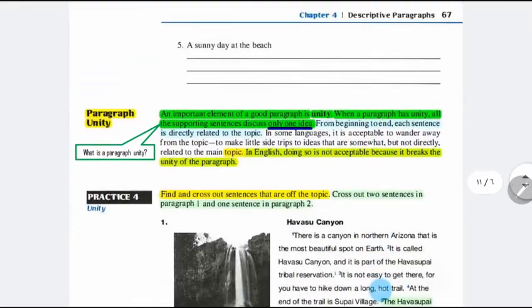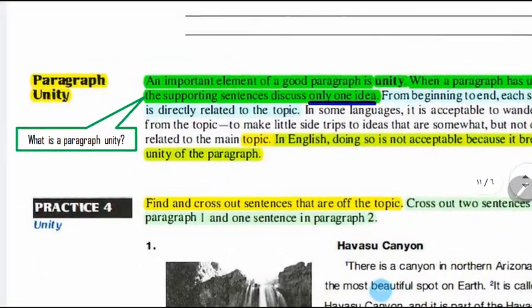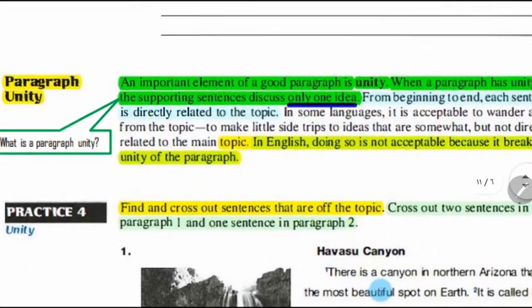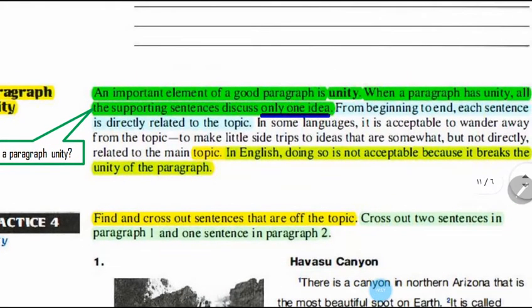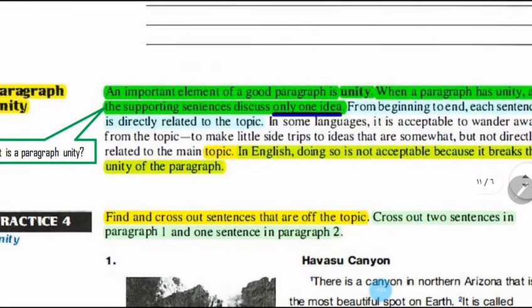Now we come to another important point, which is paragraph unity. What does it mean by paragraph unity? An important element of a good paragraph is unity. What does it mean by unity? When a paragraph has unity, all the supporting sentences discuss only one idea. So unity means the paragraph discusses only one idea.